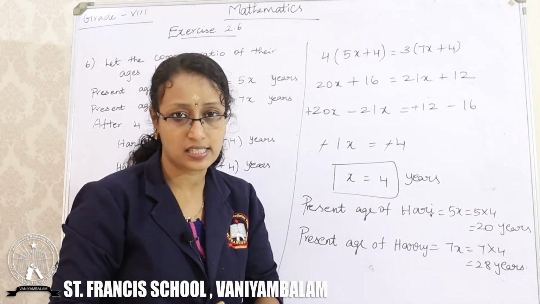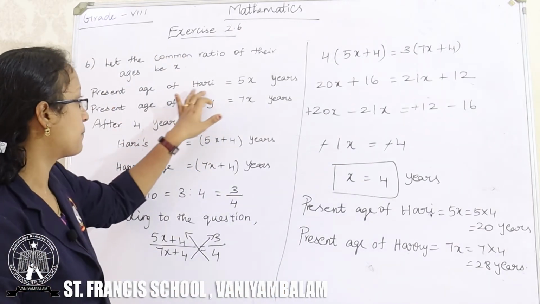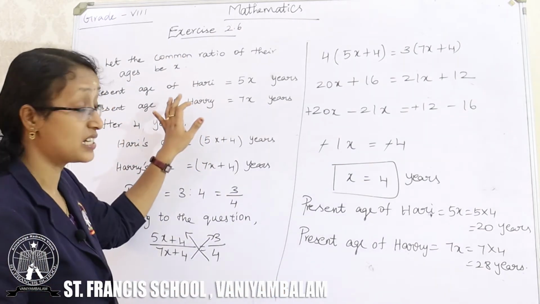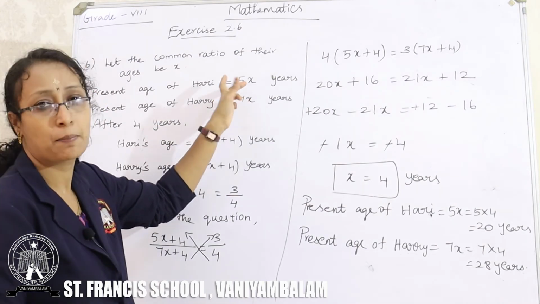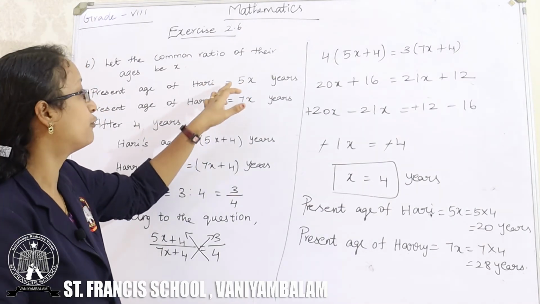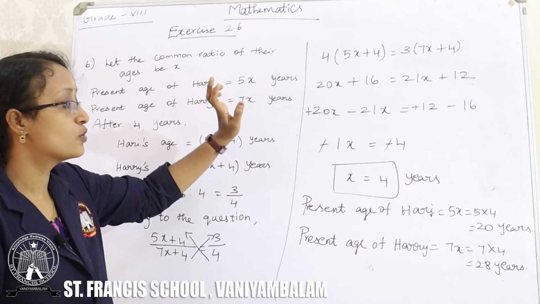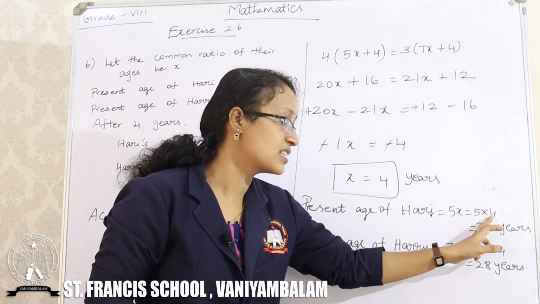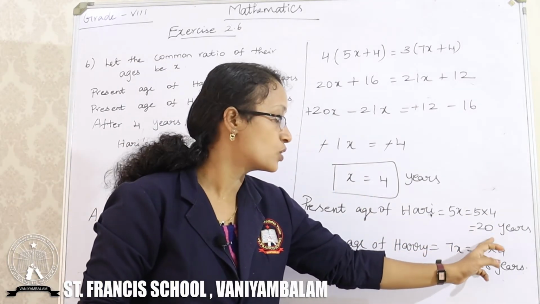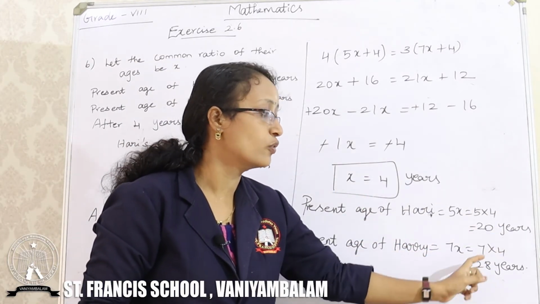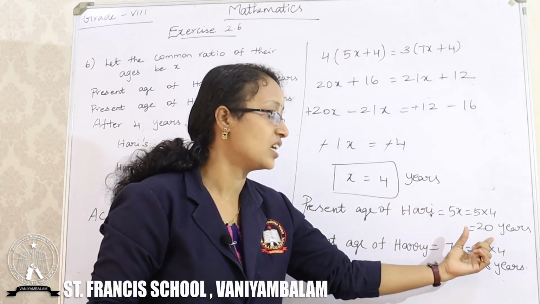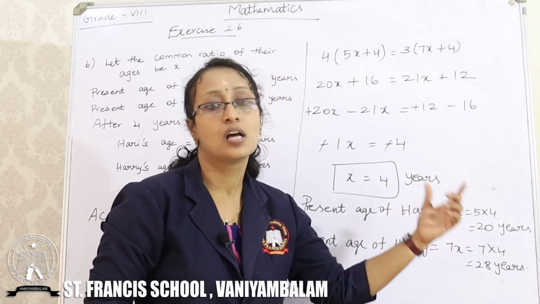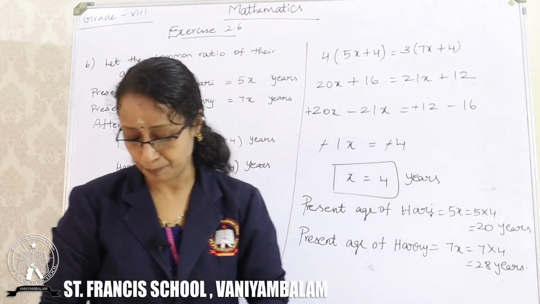We got the x now, but we need to find the ages of the two persons. So how will you find? By multiplying x with 5 and 7. So 5 into 4, we got the x as 4. So 5 into 4 is 20 years and 7 into 4 is 28 years. So one age is 20 years and the other age is 28 years.